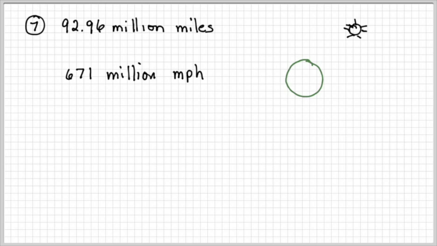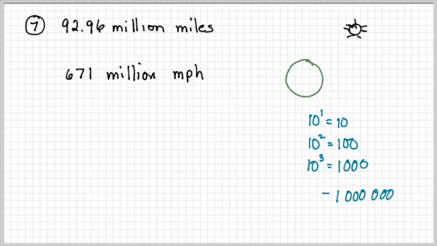Here's the easy way to deal with that: use powers of 10. So for example, 10 to the first is 10, 10 to the second is 100, and so on. You can see the exponent on the 10 just tells you how many zeros you're going to have. Well, a million is written with 6 zeros, therefore it is 10 to the 6th power.